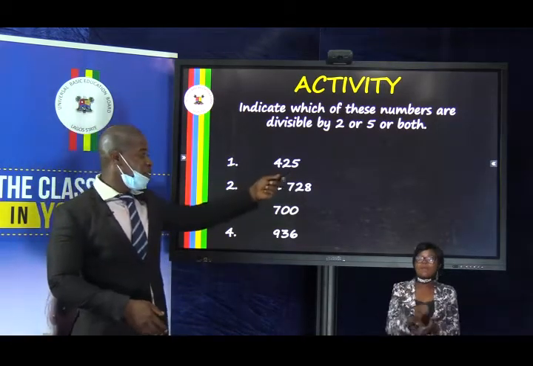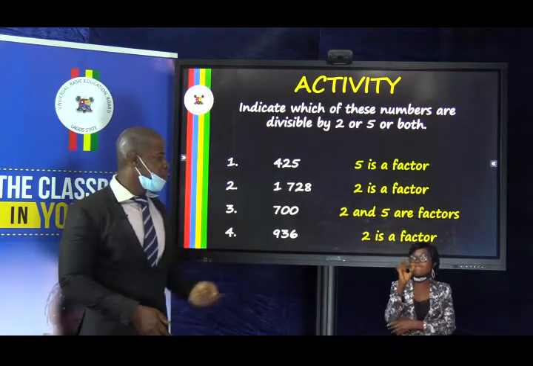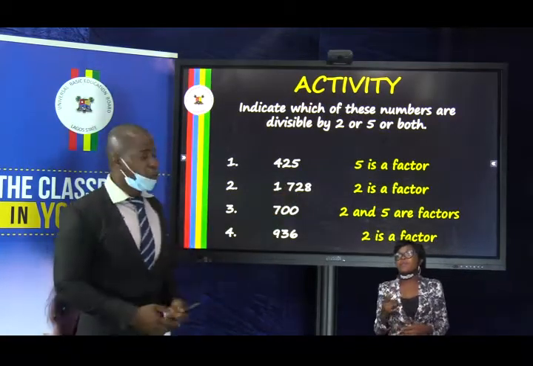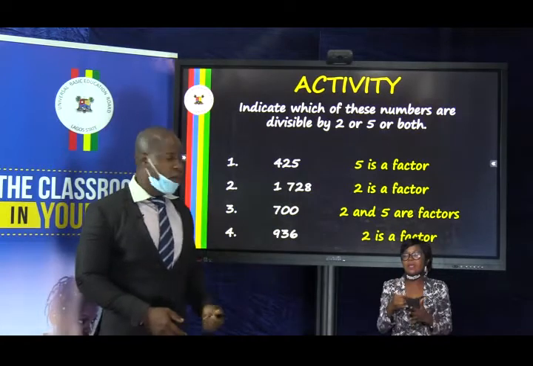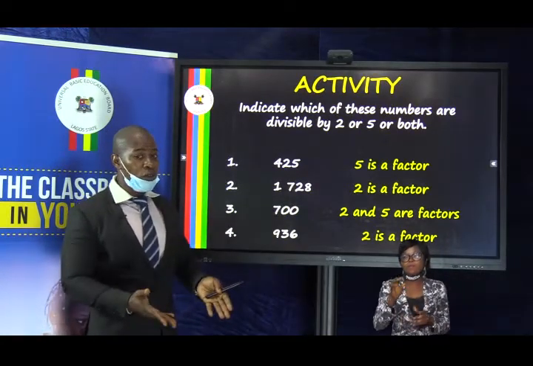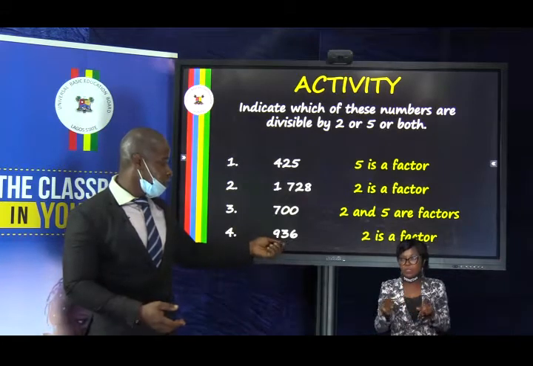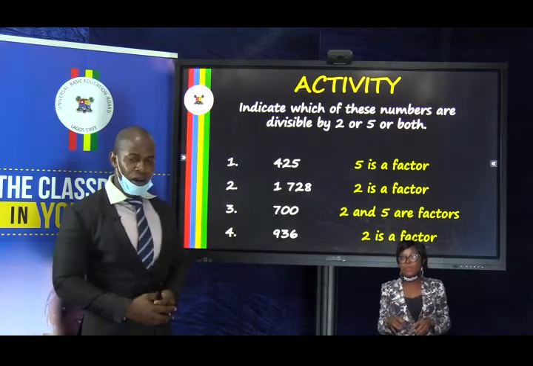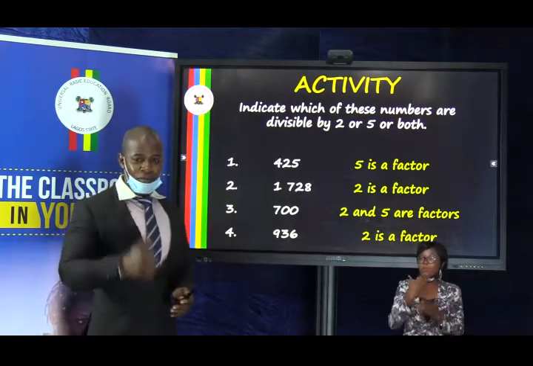Of course, you will know that here 5 is a factor because it ends with 5. This one, 2 is a factor, but 5 is not a factor because it ends with 8. Here, this one ends with 0. 2 is a factor. 5 is also a factor. Okay, now this one ends with 6. Only 2 is a factor. Did you get it right? Brilliant one.